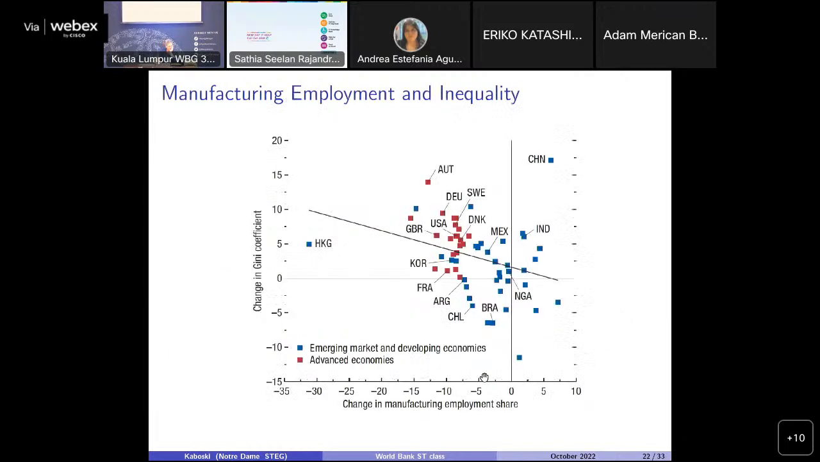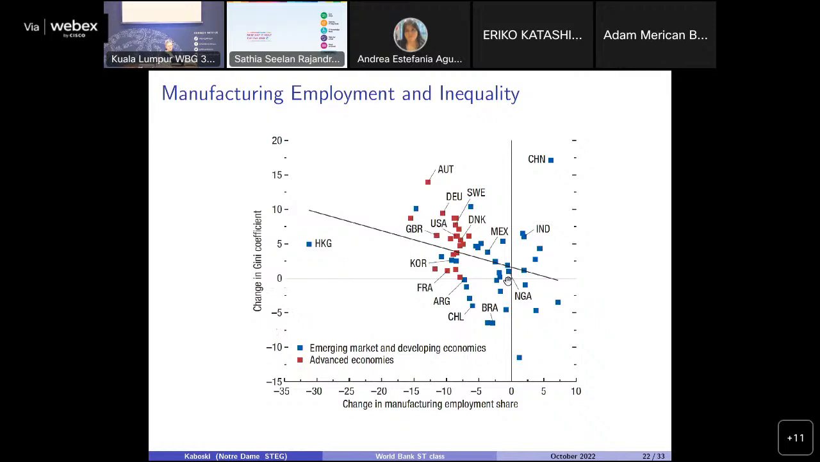This is something from the IMF's World Economic Outlook, that I was a consultant on this chapter, which was exactly on industrialization and premature industrialization. And this is showing you countries, I can't remember what the years are from this. I cut it off when I chopped this in, but I think it's from 85 to 2005. I could be wrong about that though. But this is the change in the manufacturing employment share over that time. And this is the change in the Gini coefficient.